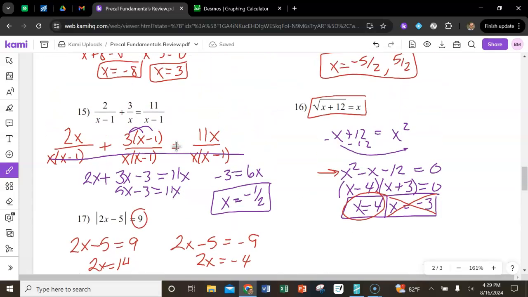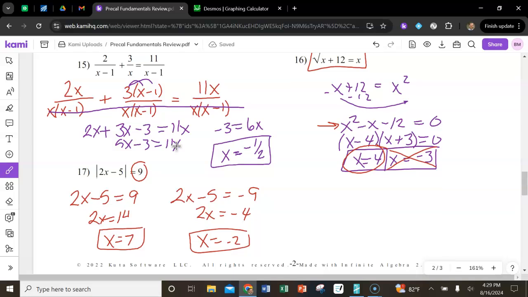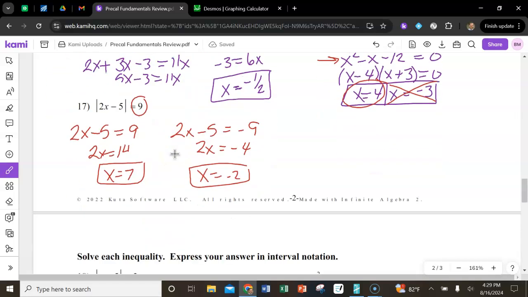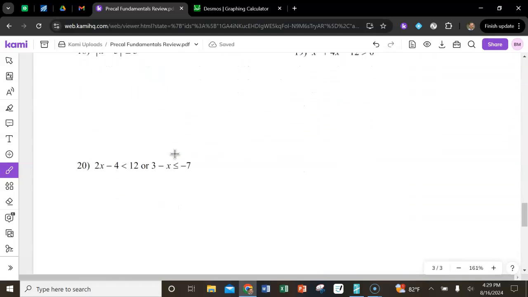Okay, that's all about equations. I realize there are a lot of different kinds of equations there. So you do need to make sure that you understand how to go about each one of those and how they look different. Numbers 18, 19, and 20 are all inequalities.